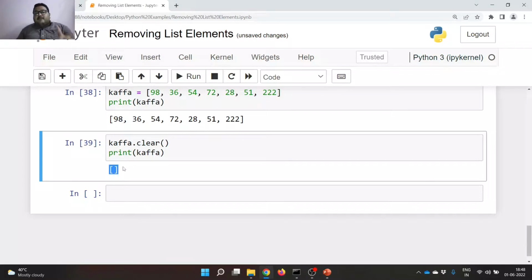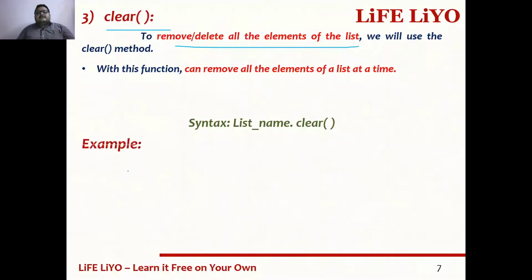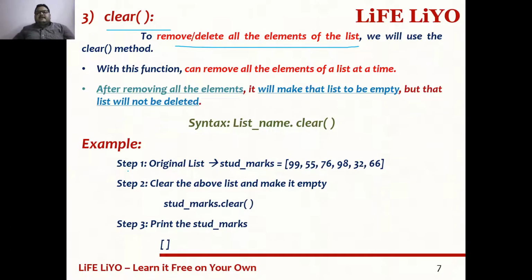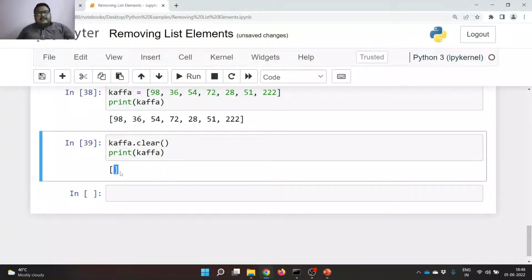But if you observe one point, it removed the elements, but an empty list has been returned. This you have to remember. When you remove the elements with the help of this clear method, all the elements are going to be removed and the list is going to be empty, but the list will not be deleted. Look at here, empty list.